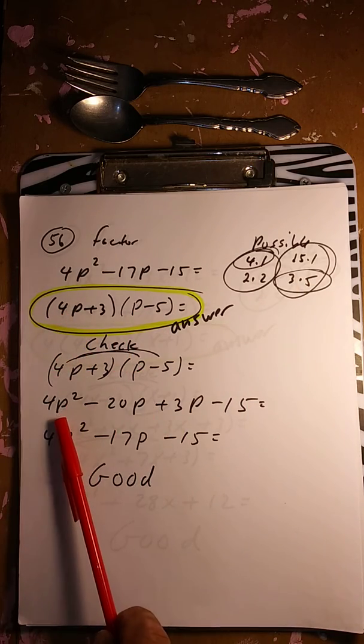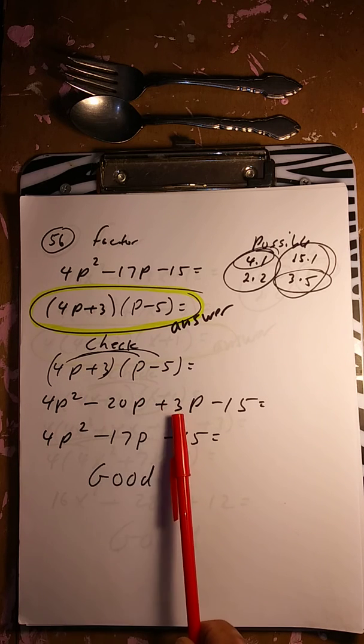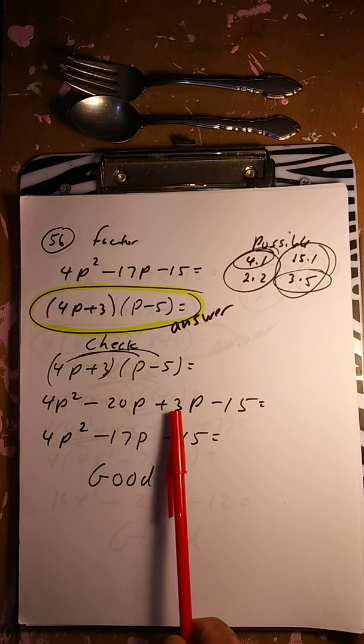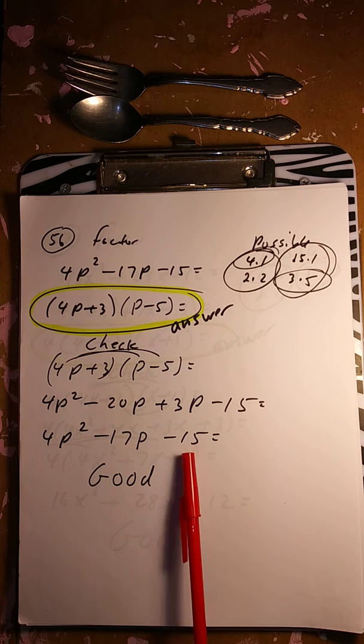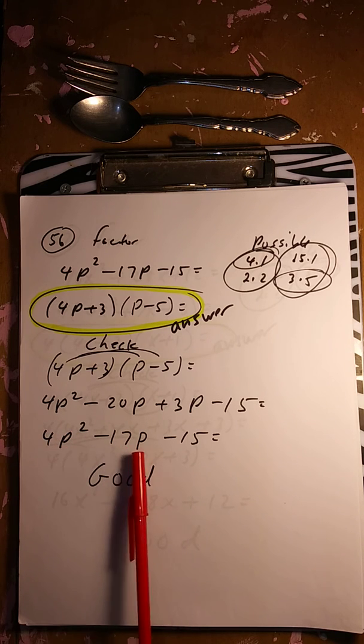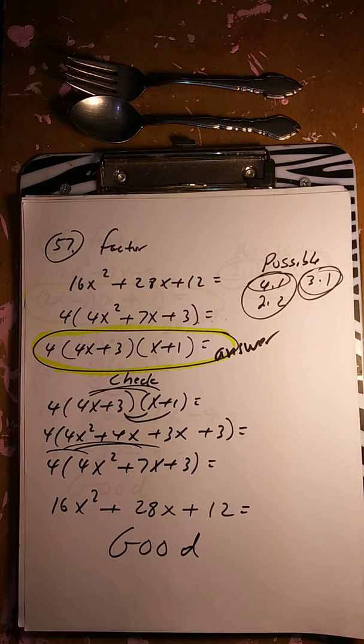4p times that is 4p squared. That times that is negative 20p. That times that is 3p, and that's negative 15. So 4p squared, and this right here is going to be minus 17p minus 15. So, right, 4p squared minus 17p minus 15. Yes, it's correct. All right, this one.